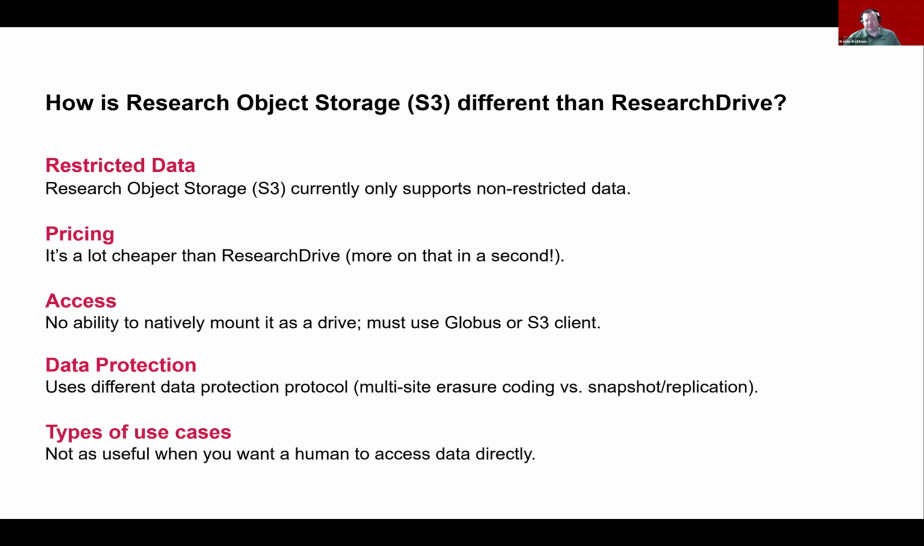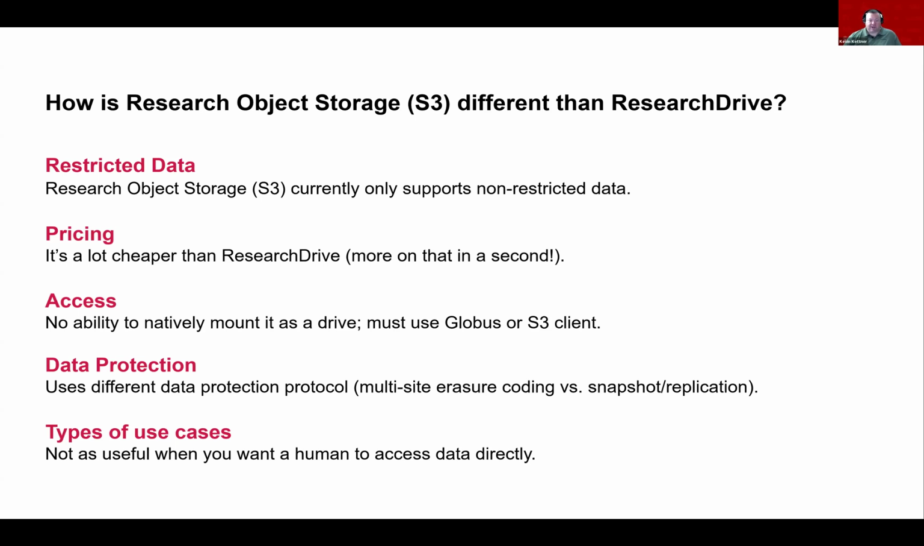What's different about Research Object Storage and ResearchDrive? So Research Object Storage for right now is only supporting non-restricted data. We will add restricted data support in the future, hopefully not the distant future. The pricing is quite a bit lower. I think Casey's got another slide with pricing on that. The access is quite a bit different. There's no native web client that you can just use to upload and download data. There's no ability to mount it as a drive. So all of access must go through the API. It's a web-based REST API, and there are many different clients and many different applications that know how to work with that. And one of them is Globus.